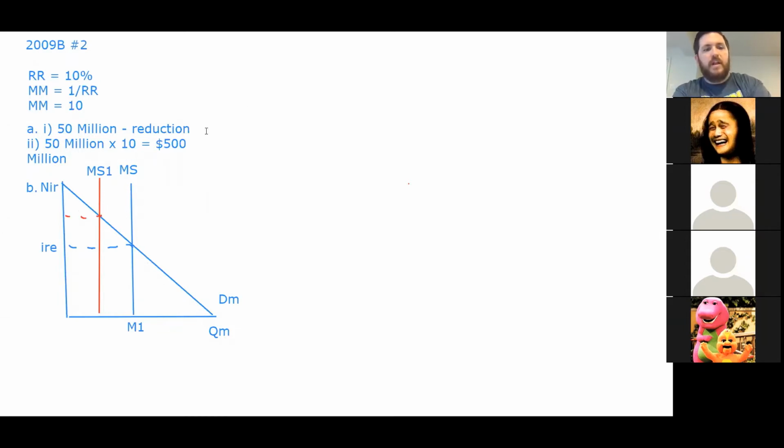Money supply shifts to the left. Our new nominal interest rate is higher than the initial nominal interest rate. Because our new nominal interest rate is higher than the initial interest rate, we know that a couple of things are going to happen in our economy. We don't even know what the next question is going to be, but we know this.